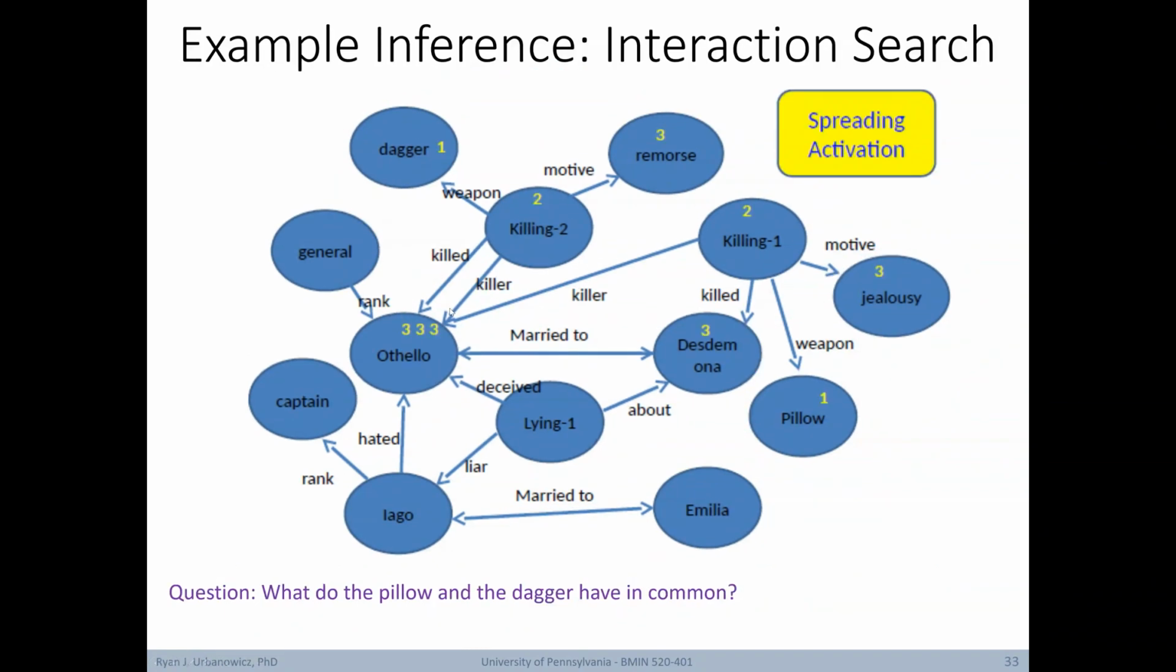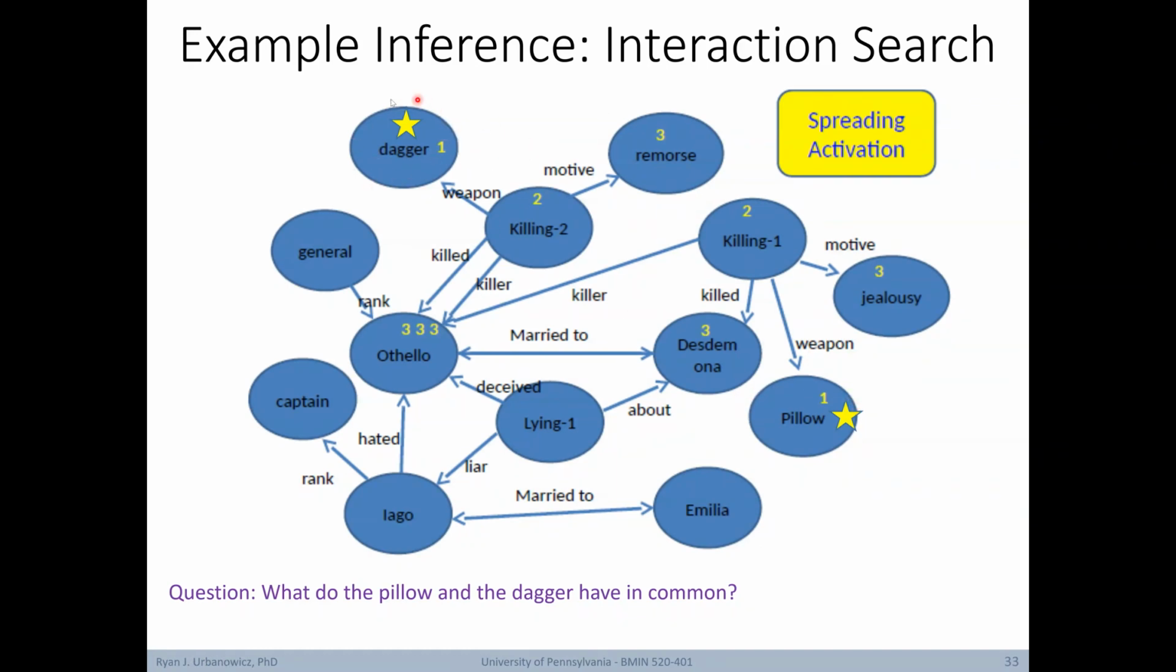Now that we've built this network, let's look at a brief example of how we might conduct a simple inference search. Let's say we have the question, what do the pillow and the dagger have in common? We can use this idea of spreading activation to see where those two ideas connect on this network. So we start with the two items in our question, pillow and dagger. The yellow numbers throughout show the activation steps as we move from our original starting points and look for an intersection.